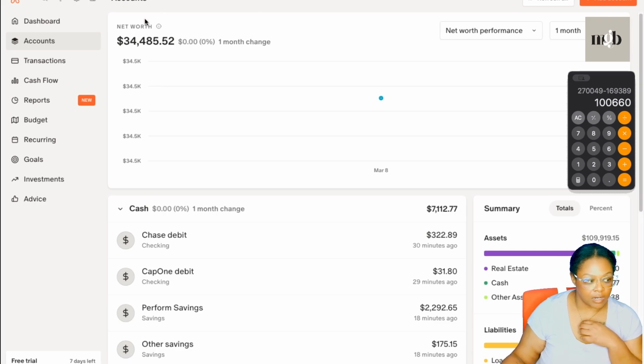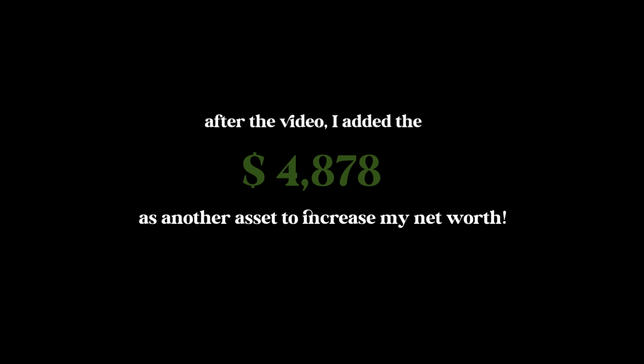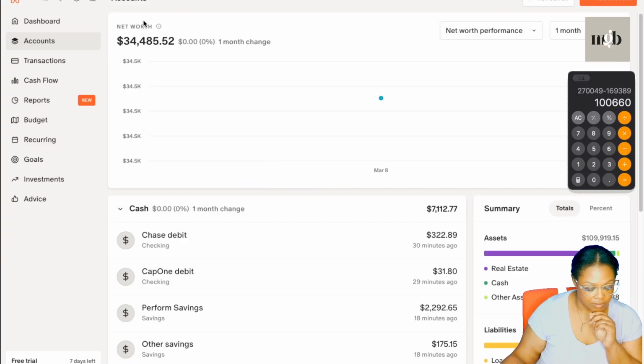I also have a car, but I would have to figure out the depreciation and get the mileage and all that stuff. Okay, so after the video, I also figured out the value of my car, and it is a humble $4,878. So I did add that to my net worth. It's not included here, but you'll see that in the update. So I think that's every account that I have.